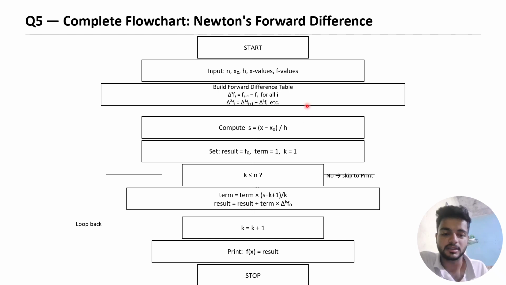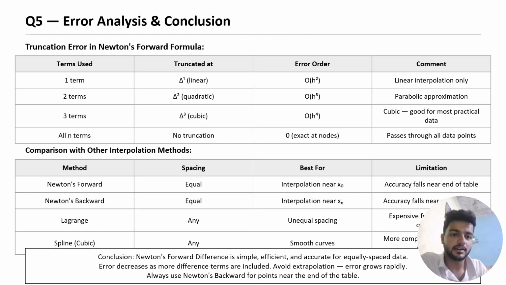and then this will complete the full forward difference table. We'll compute s, which equals (x minus x naught) divided by h. We'll set result equal to f0, term equal to 1, k equal to 1. If k is less than n, term equals term times (s minus k plus 1) divided by k. Result equals result plus term times delta^k f naught, and we increase k by 1 and loop back. We iterate again, and we'll print f(x) equals our result, and we'll stop the loop. Error analysis and conclusion.